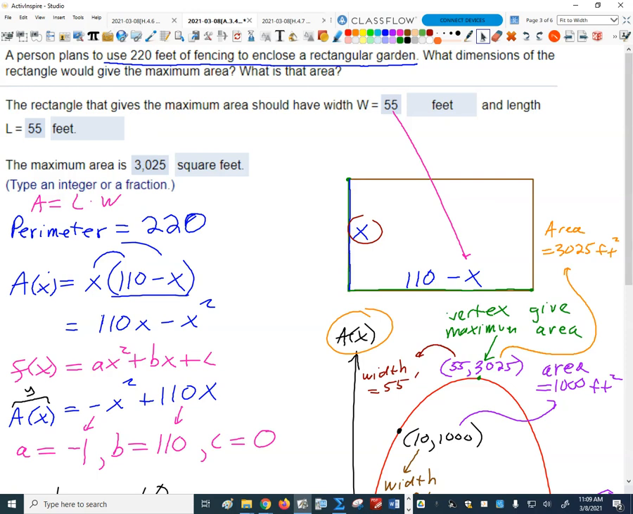Which, in hindsight, they always say hindsight's 20/20, probably makes sense, doesn't it? Wouldn't you anticipate that if you want to make the biggest rectangular garden you could, and I had 220 feet of fencing, you'd make a square to enclose the most area? That's what we just showed. Okay, let's look at one more example of this.